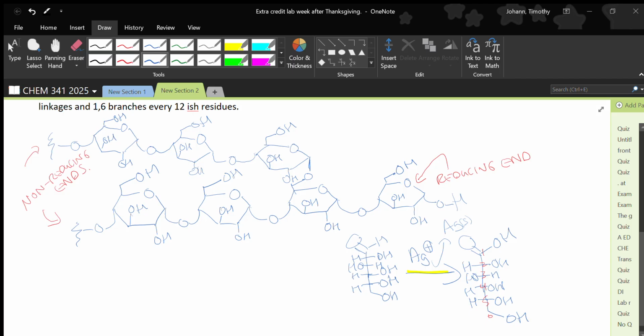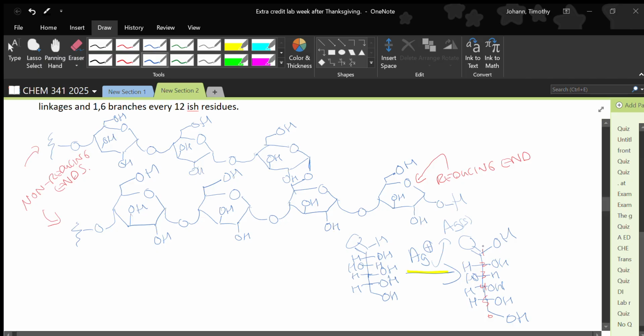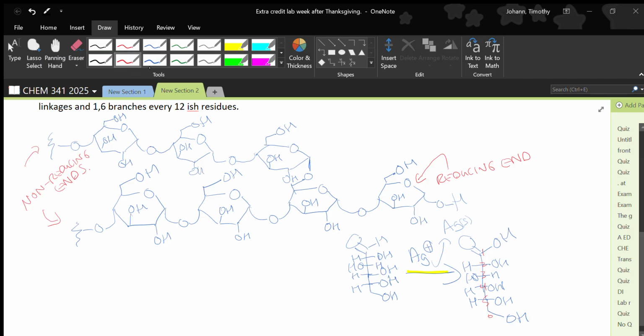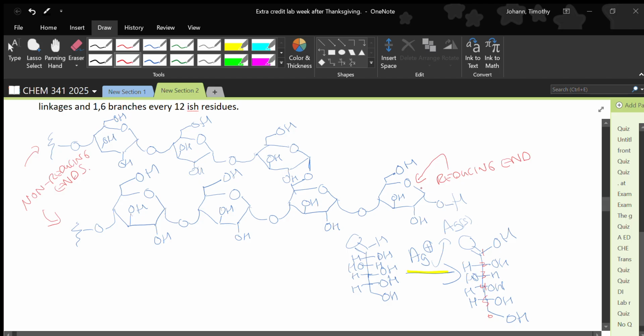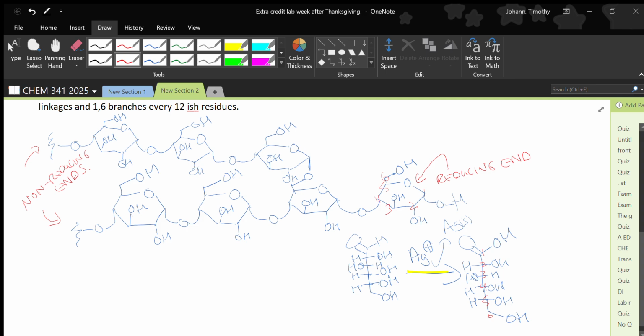Okay, but if we look, the 1 is the aldehyde, right? So we have a free aldehyde here. We don't, this is a hemiacetal, right? The reactivity of this carbon, which has 2 oxygens on it that came from an aldehyde, is different than the reactivity of all the rest of those. This can open up and react and give you that silver mirror. It can reduce other things.